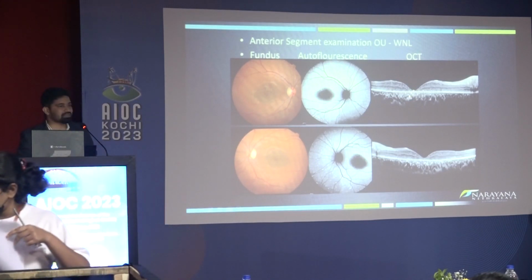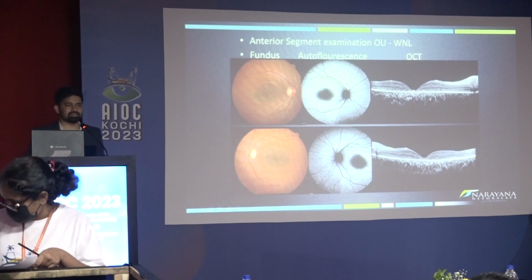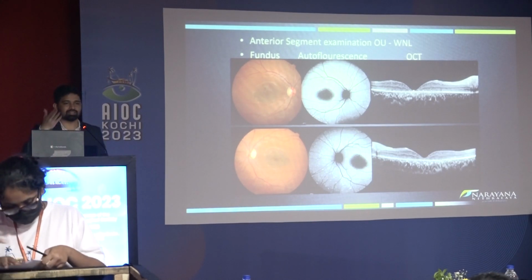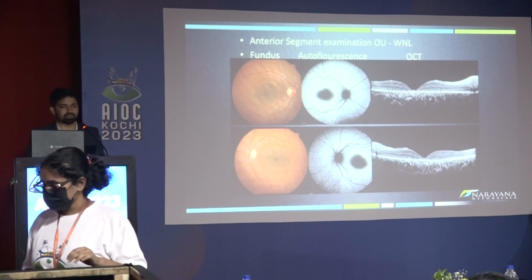Outer retina is completely thinned out. Macular atrophy with multiple flecks. Spot diagnosis, this is easy. Someone told, it's Stargardt's disease, yes. So we did ERG in this patient.